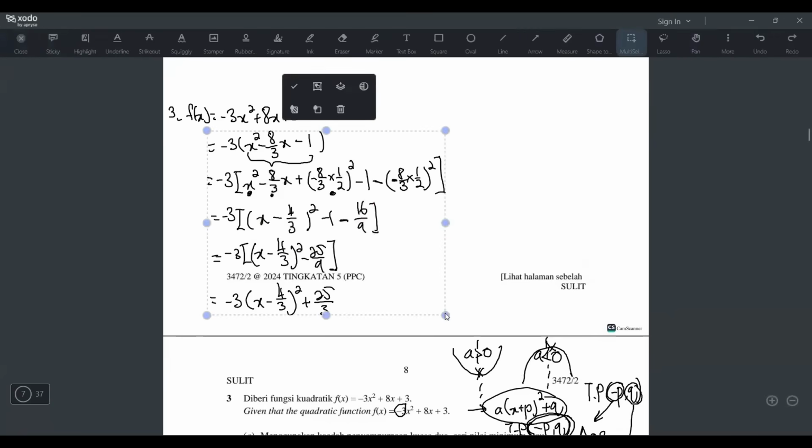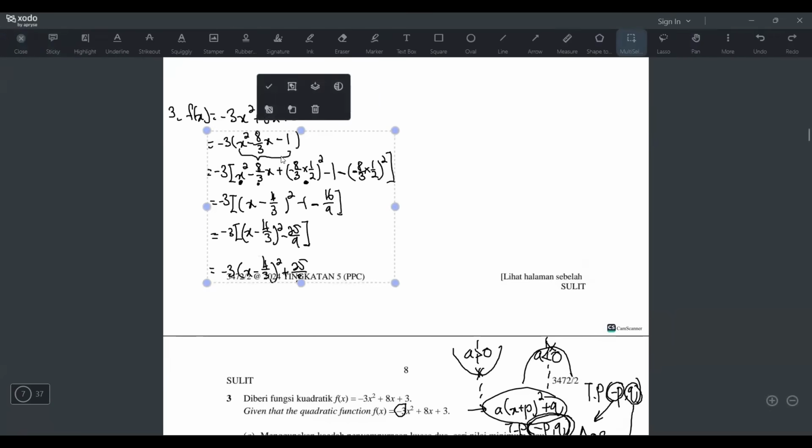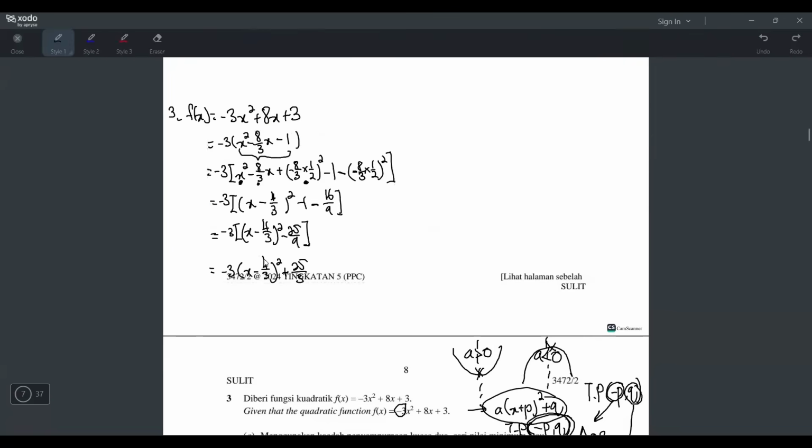Okay, so let me make this smaller. All right. So after we change to vertex form, we can write down our turning point coordinate. So what's the turning point coordinate? Remember, this will tell you the x coordinate, but you have to change sign. Tukar tanda. So it becomes +4/3. Negative becomes positive. And the y coordinate, no need to tukar tanda. The y coordinate you just ambil keluar saja. All right. So this is the turning point.